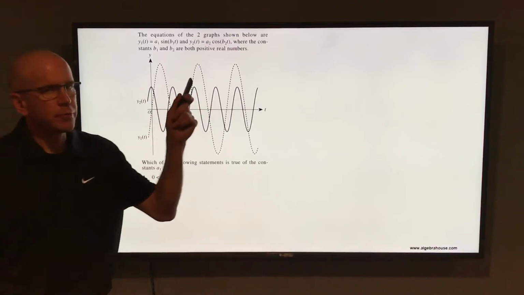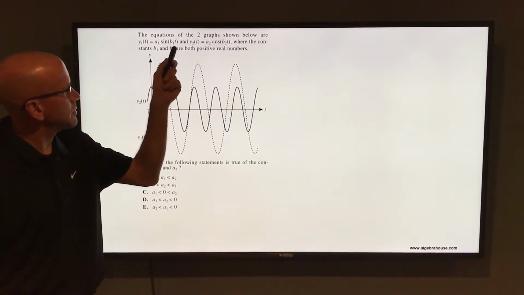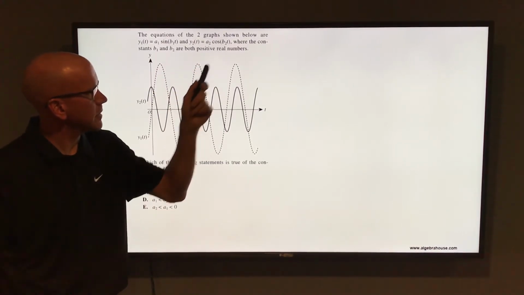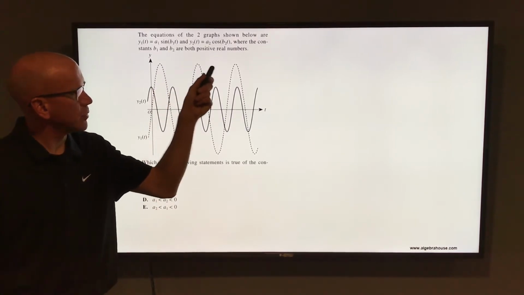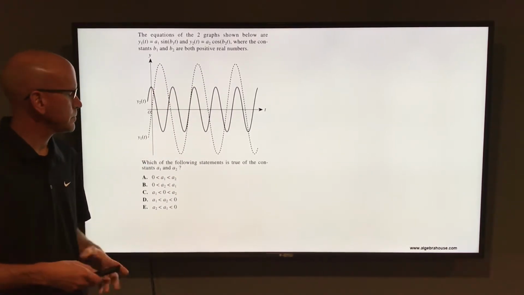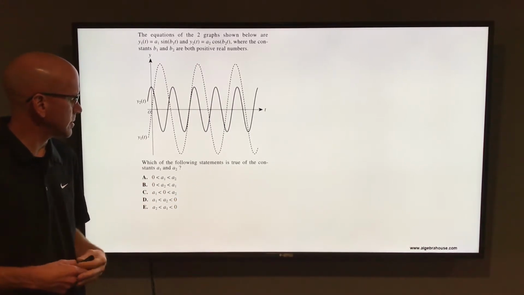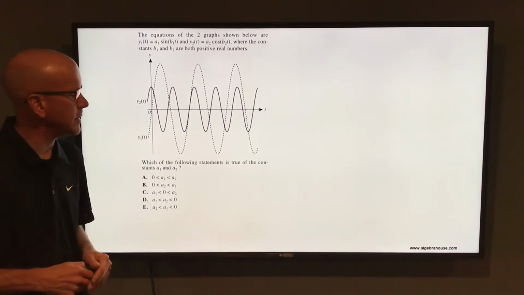The equations of the two graphs shown below are y sub 1 of t equals a sub 1 times the sine of b sub 1 times t, and y sub 2 of t equals a sub 2 times the cosine of b sub 2 times t, where the constants b sub 1 and b sub 2 are both positive real numbers. The question is, which of the following statements is true of the constants a sub 1 and a sub 2? So we're looking for a comparison of a sub 1 and a sub 2.